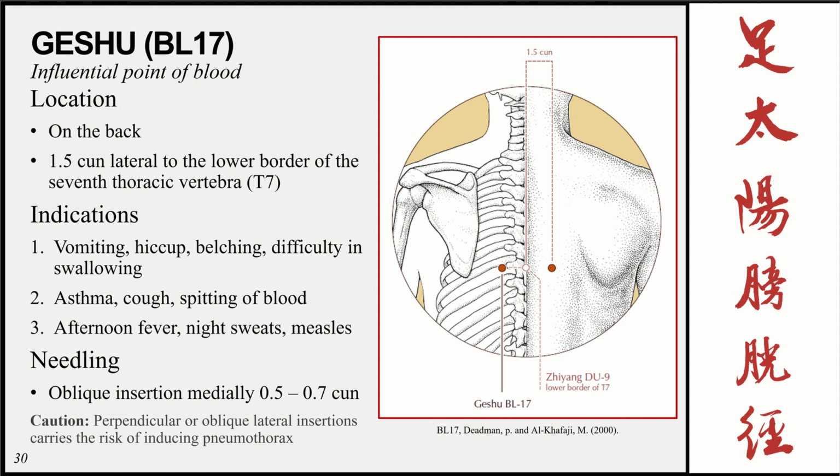And it's another influential point, remember, so that means it treats disorders of the blood. There are 3 main ones that we can see in Chinese medicine. We call them blood stasis, blood heat, and blood deficiency. The most common of these 3 that you'll see in practice is most likely blood stasis, which is any type of injury can cause this. It's anything that causes blood not to flow smoothly anymore.